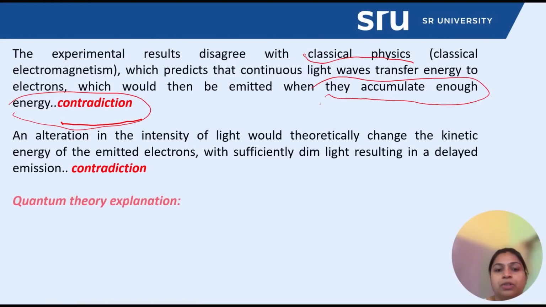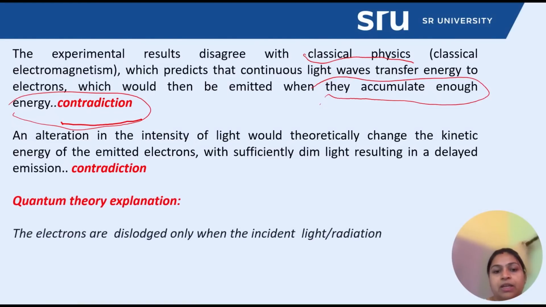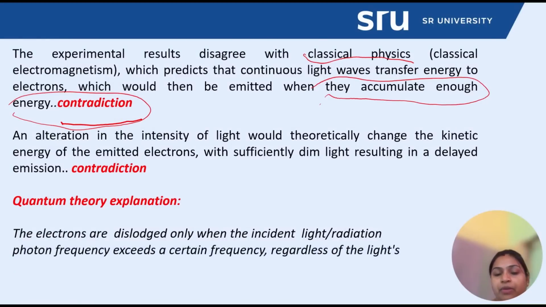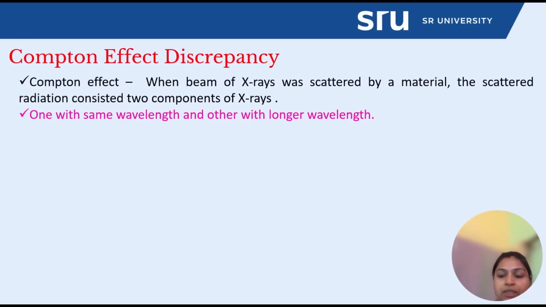And the quantum theory explanation is that electrons are dislodged only when the incident light or radiation photon frequency exceeds a certain frequency called the threshold frequency, regardless of the duration of the exposure. So based on this observation of quantum physics, or Einstein's observation, a quantum explanation is needed, and the quantum explanation actually matches the experimental result. Now we will move to the Compton effect discrepancy.